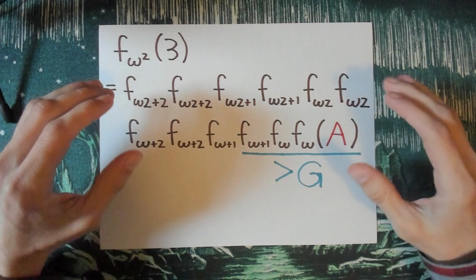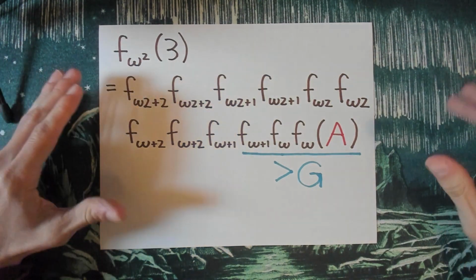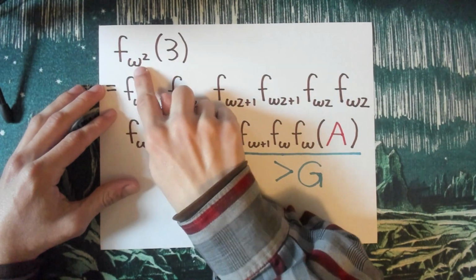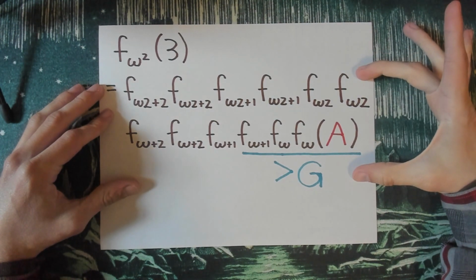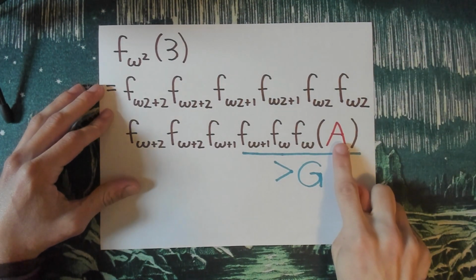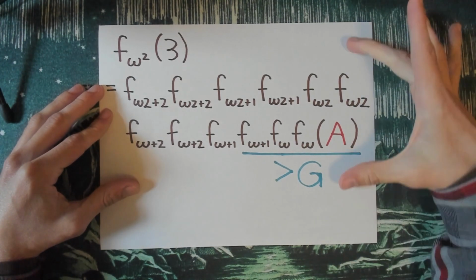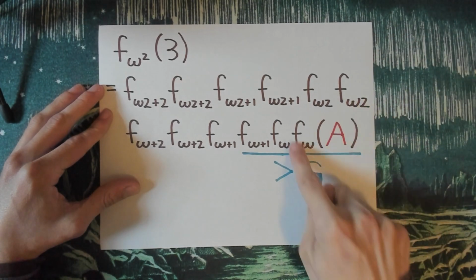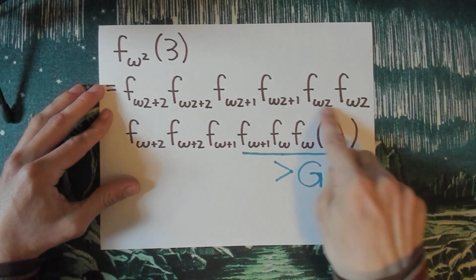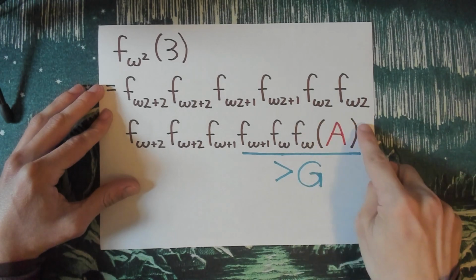Let us zoom out again. So f omega squared of 3, if we expand it out, is all of this. And this capital A right here is f3 of 3. And I'm going to come back to this and just kind of comment on what's going on here. But first, let's just calculate this little part right here to kind of see how big we're getting.